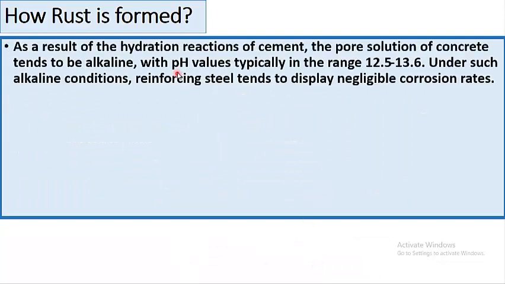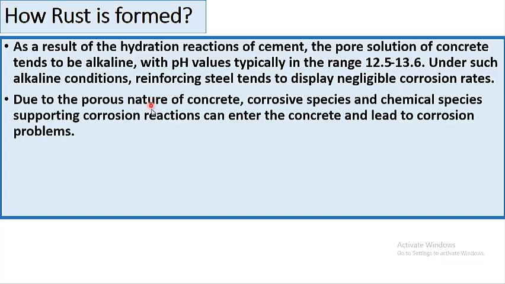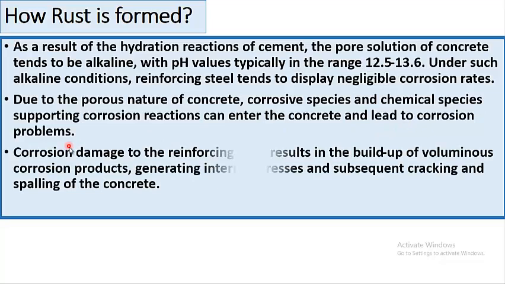As a result of the hydration reactions of the cement, the pore solution of concrete tends to be alkaline, with pH values typically in the range of 12.5 to 13.6. Under such alkaline conditions, reinforcing steel tends to display negligible corrosion rates. Due to the porous nature of the concrete, corrosive species and chemical species supporting corrosion reaction can enter the concrete and lead to the corrosion problems.